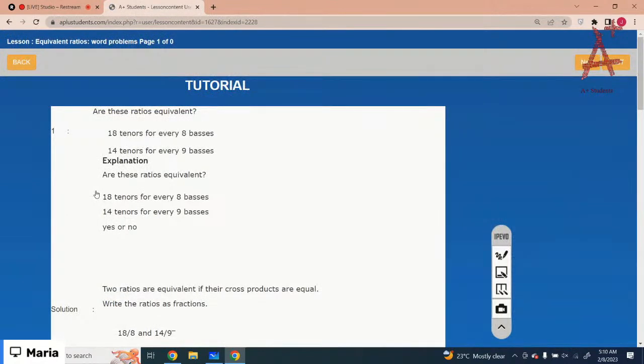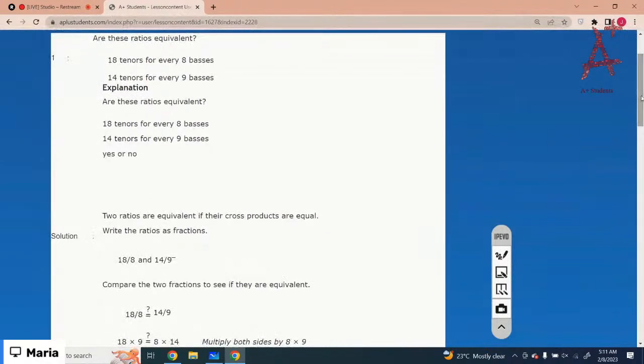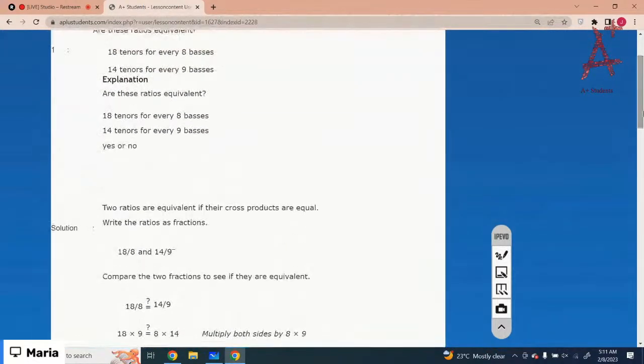Okay, are those ratios equivalent? You have to look if these ratios are equivalent. 18 tenors for every 8 bases and 14 tenors for every 9 bases. So you have to see if they are equivalent. Got it? Just write down both the ratios in fractional form. The first one is 18 over 8, 18 tenors to 8 bases, and then 14 over 9, 14 tenors to 9 bases.